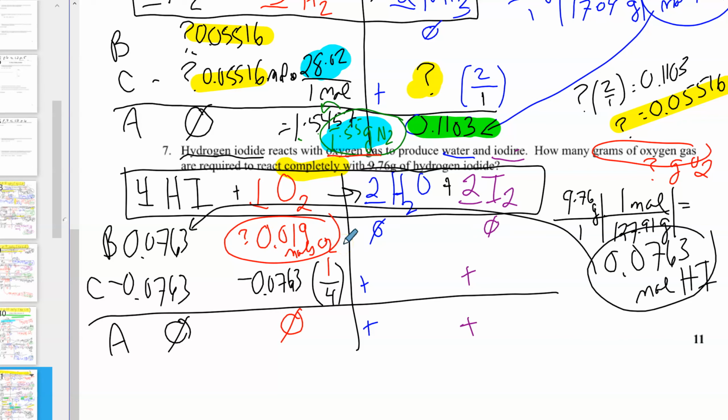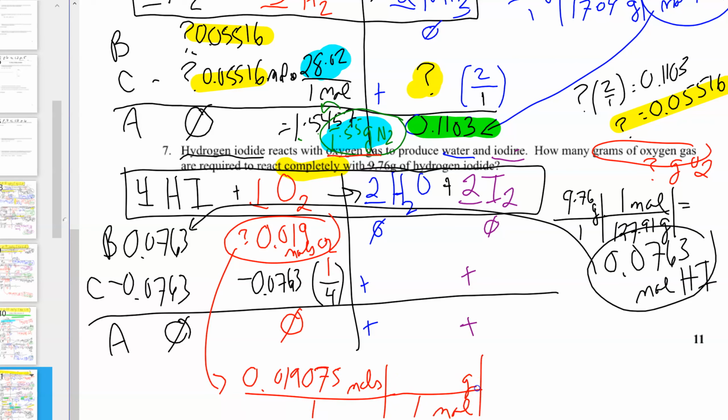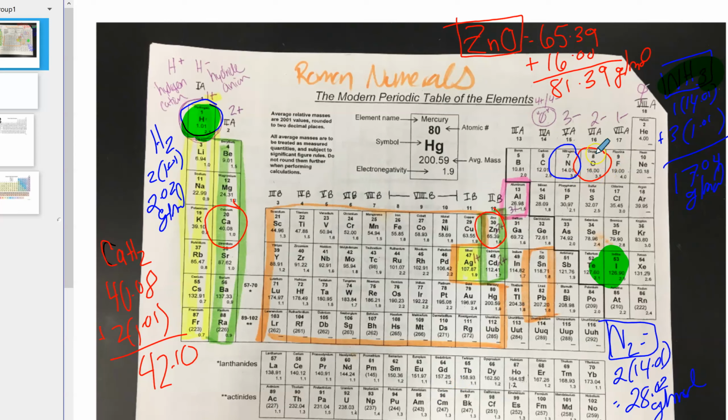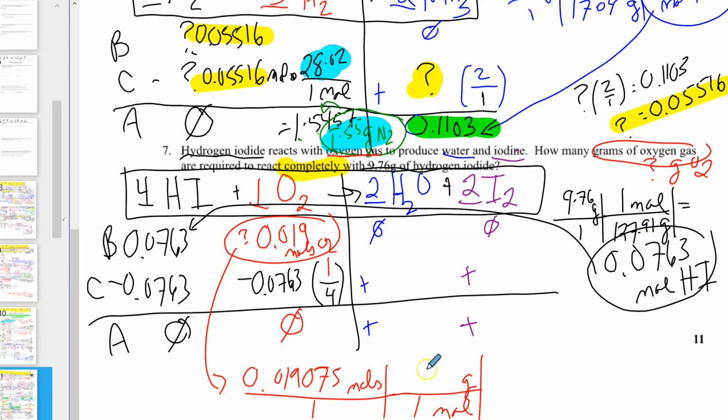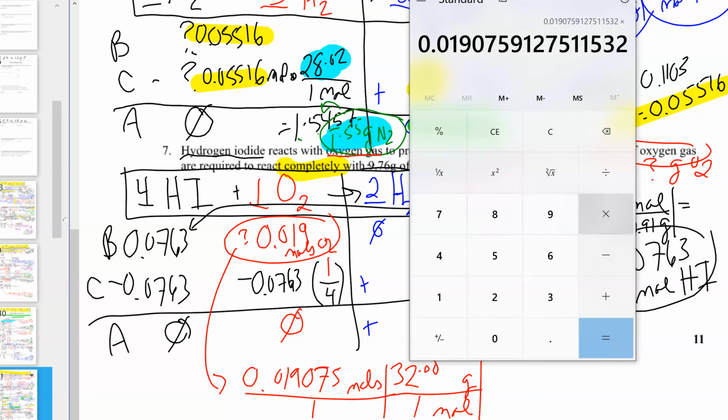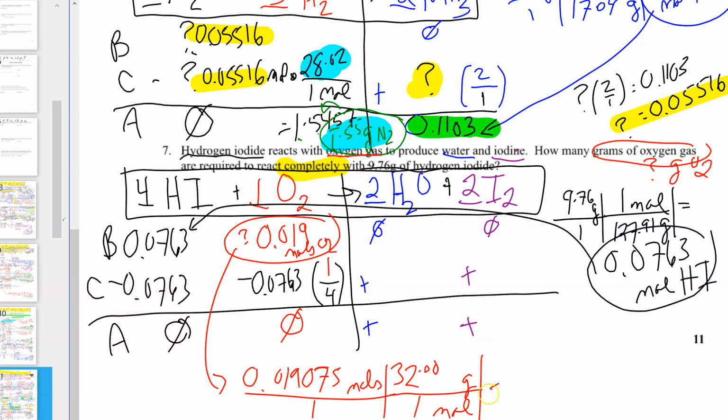But do they want moles of O2? No, they want grams. Okay, so we're taking our 0.019. Now keep the whole number in your calculator. So that's 0.075 moles. Put that over 1, and we want to get rid of 1 mole, and we want to go to grams. Remember, it's O2. So on the periodic table, it's not just 16, it's O2. 16 plus 16. So 32.00 grams per mole. So take that number in your calculator, times 32, and that gives us 0.6104. And that is how many grams of oxygen were needed to completely react it.